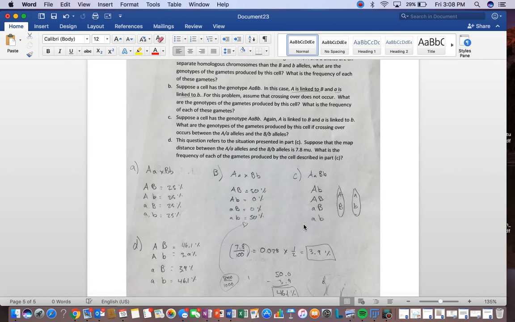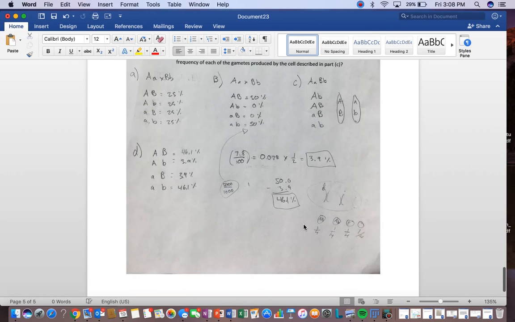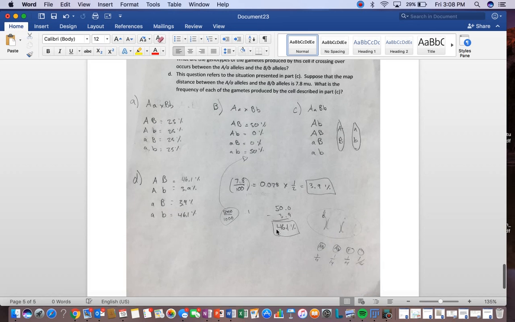All right, so D goes in more depth and asks you for the frequency of each of these gametes mentioned in part C. Even though in part C those are possible, they don't all have the same chance of occurring. And so it gives you the map units, which is 7.8 between those two alleles, and that is actually also equal to the chance of recombination. There's a 7.8% chance of recombination.